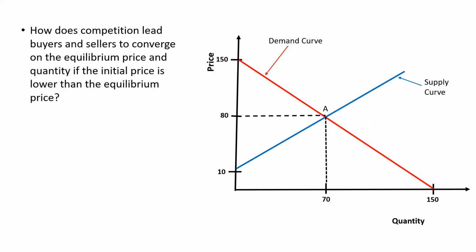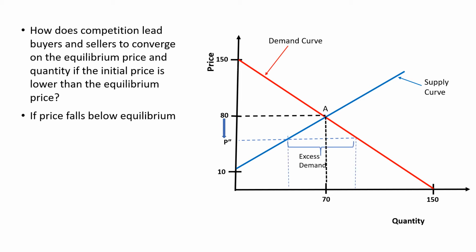And looking at a similar problem in a different light, how does competition lead buyers and sellers to converge on the equilibrium price and quantity if the initial price is lower than the equilibrium price? We're simply assuming that price falls below the equilibrium price of $80. Let's say it falls to P double prime, but we're talking about any price lower than $80. What we're going to observe is that there will be excess demand, and we call that excess demand because the quantity demanded, QD, is greater than the quantity supplied, QS.